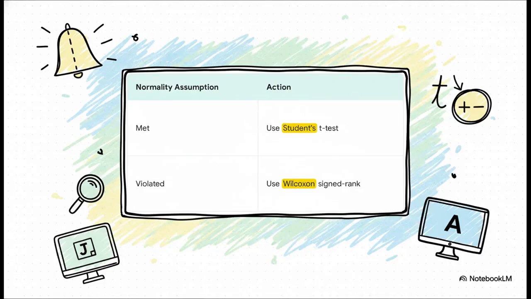So what do you do with that normality check? This slide lays it out perfectly. If the assumption is met, meaning your data looks like a nice bell curve, you just stick with the Student's t-test we've been talking about. But if it's violated, don't panic. You simply switch to a different test called the Wilcoxon signed rank test. Think of it as the t-test's cousin, one that's designed for data that isn't so perfectly shaped. And it's an option right there in the menu in both programs.